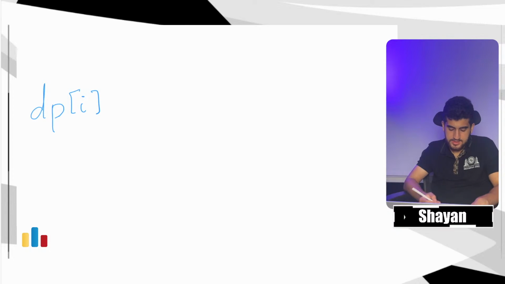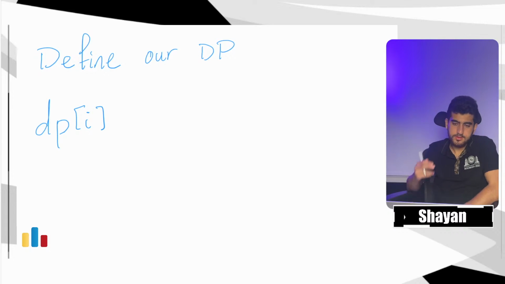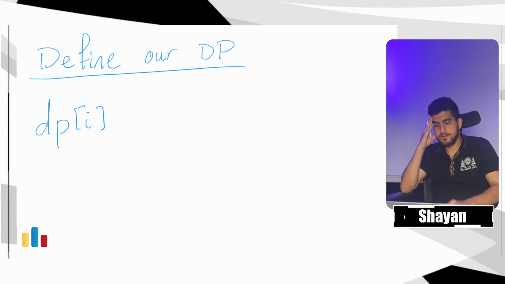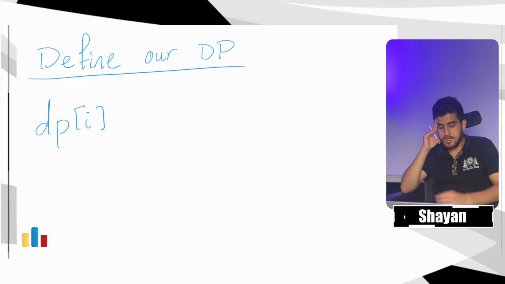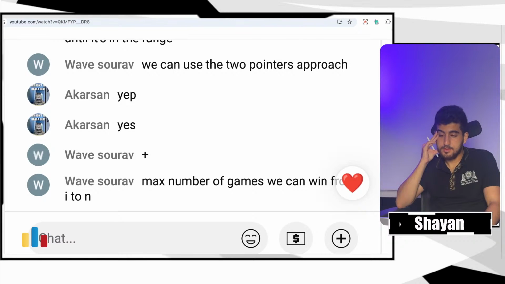As always in DP problems, the first thing that we need to do is to define our DP. What our DP is going to mean. So, what does DP of i mean in this problem? How can we define it? Maximum number of rounds you can win from i to n. Exactly, nice.